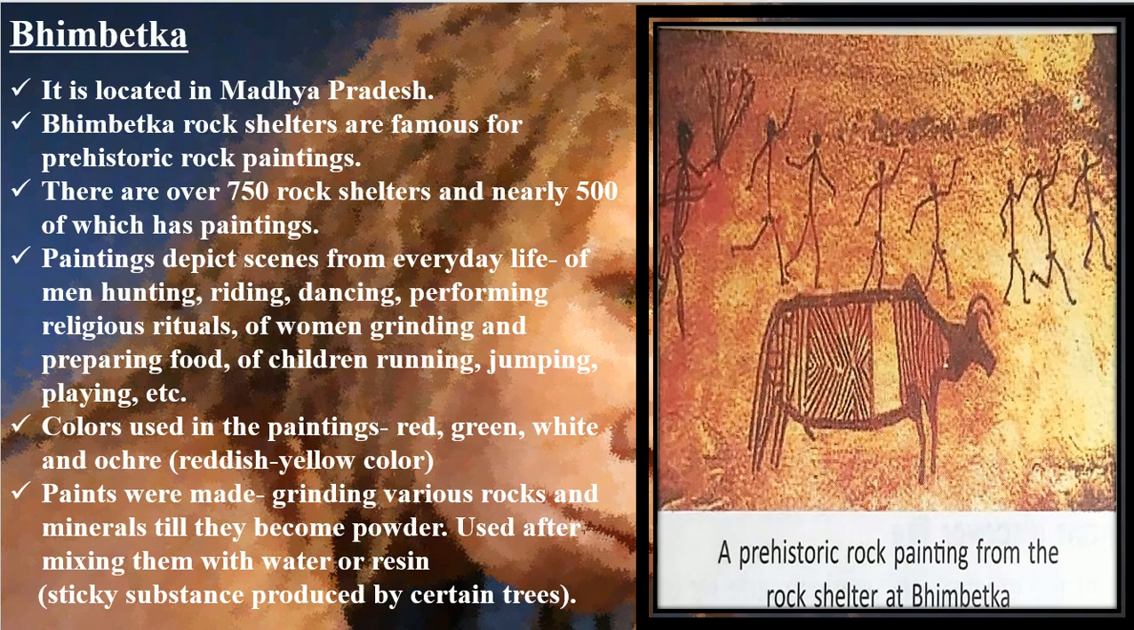Ochre is a reddish yellow color. How were paints made? They ground various rocks and minerals till they became powder, and once they became powder, they used them after mixing them with water or resins. What is resin? Resin is a sticky substance produced by certain trees.